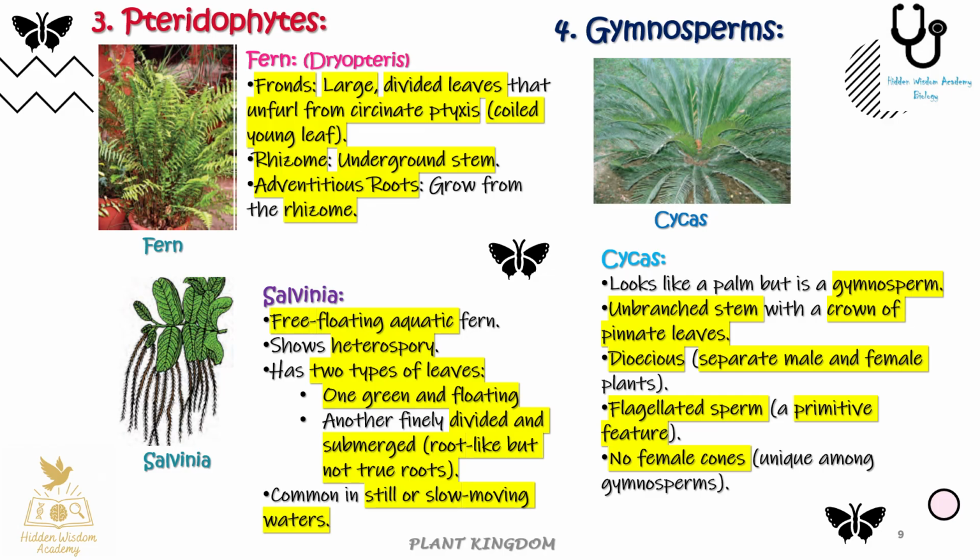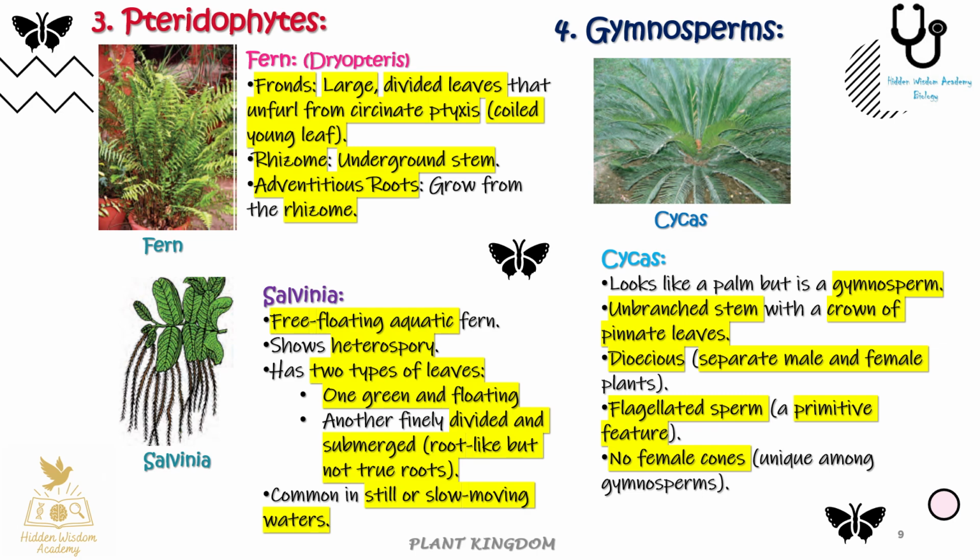It is usually found in still or slow-moving freshwater habitats, like ponds or rice fields. Now let's move on to Gymnosperms, the naked seed plants. Cycas, a living fossil among Gymnosperms. Cycas looks like a palm, but it is not a flowering plant, it belongs to the Gymnosperm group.